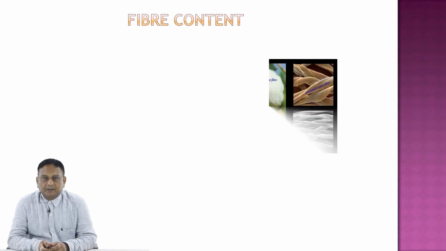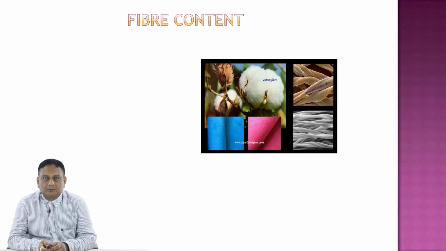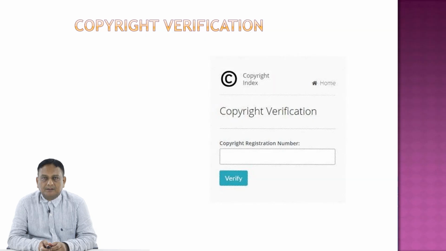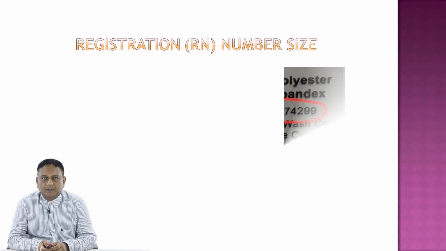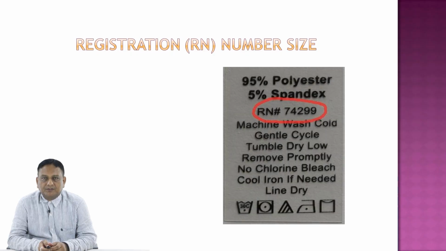Then comes the fiber content, which fiber has been used in the garment. So that is getting judged here. Copyright verification is another area that is getting judged in the label. And also we will see the registration number, the size of this registration number, and you can see in this particular figure how the fiber registration number and then labels will be there, and different care instructions are there. So these are all part of the label verifications.